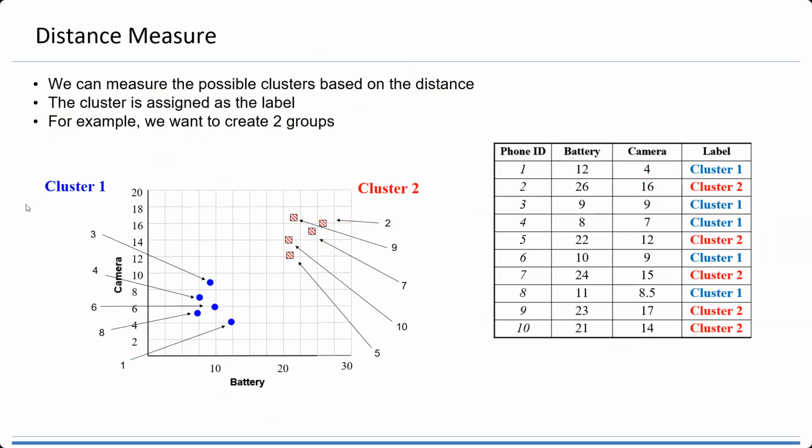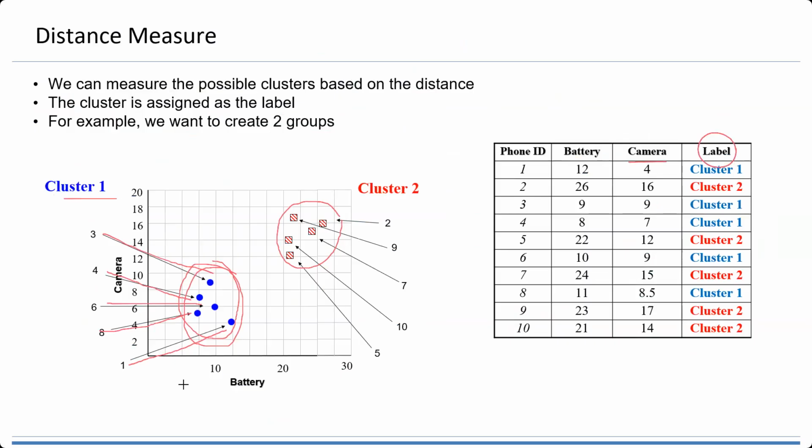Okay. The blue color, they are in one group. And this one, they are in one group. Then I can say the data which is number 1, number 8, number 6, number 4, number 3, they can be in one group because they are similar. They are somehow similar on the battery and also the camera. Then I can put a new column for the group.